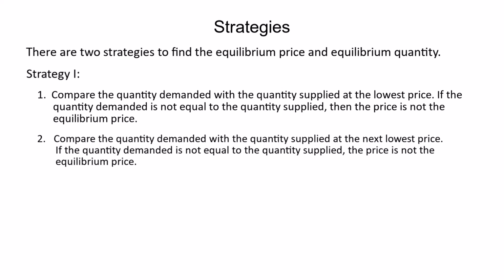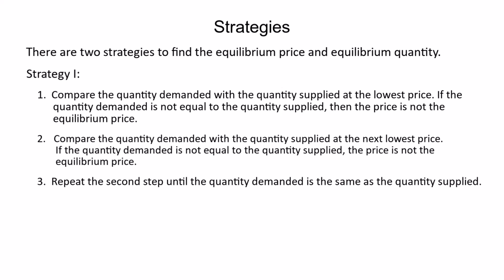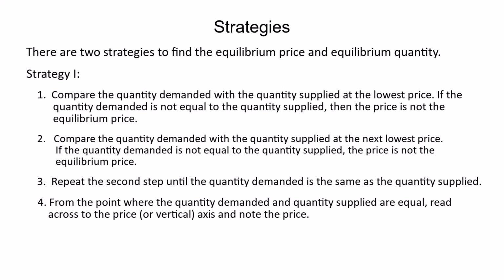2. Compare the quantity demanded with the quantity supplied at the next lowest price. If the quantity demanded is not equal to the quantity supplied, then the price is not the equilibrium price. 3. Repeat the second step until the quantity demanded is the same as the quantity supplied. 4. From the point where the quantity demanded and the quantity supplied are equal, read across to the price or vertical axis and note the price.